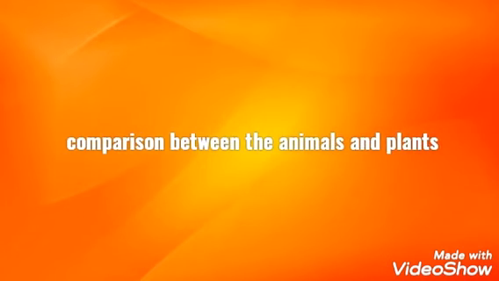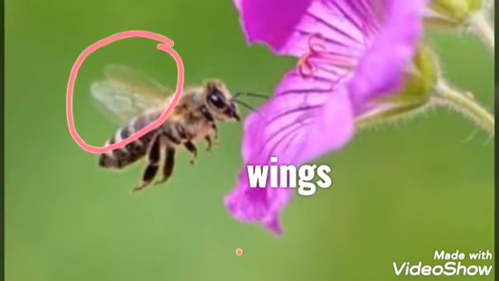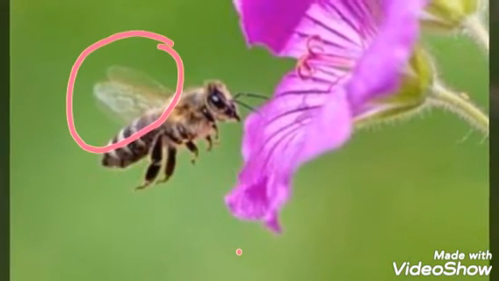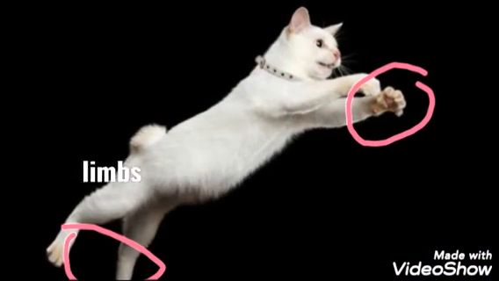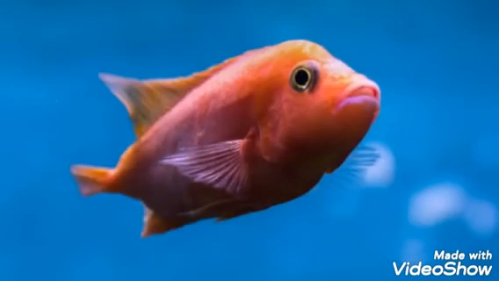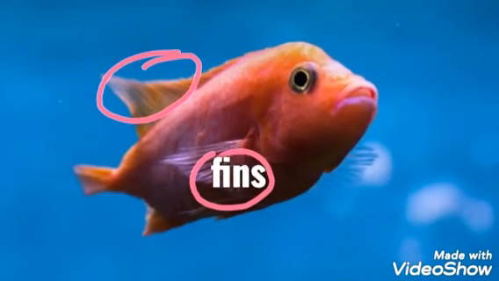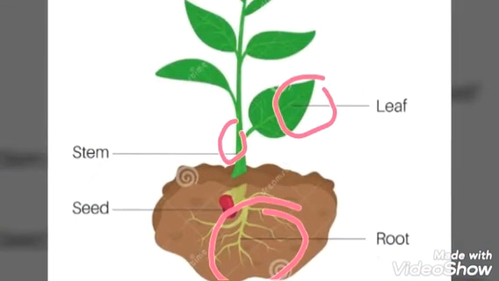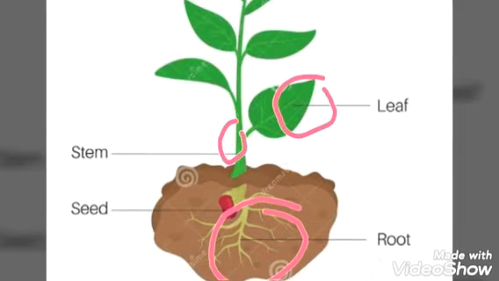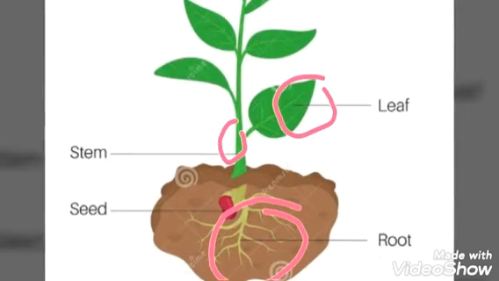Let us compare animals with plants. Bees can fly with the help of wings. Cats can walk with the help of limbs. Fish can swim with the help of fins. But plants do not move like animals because they do not have any legs, wings, limbs or fins.